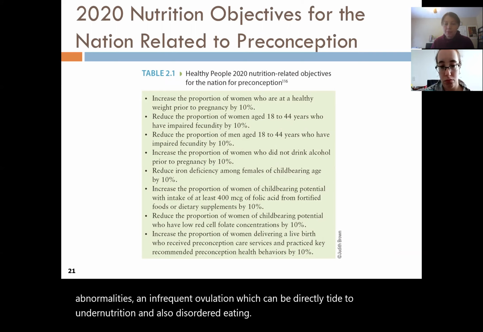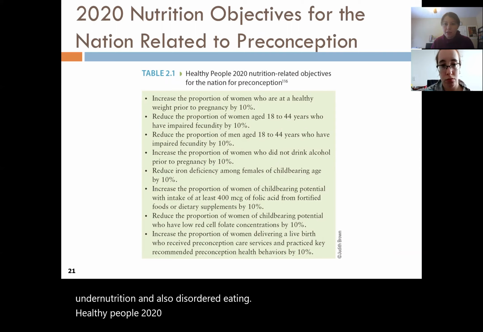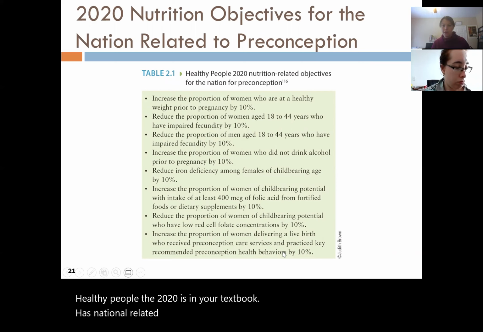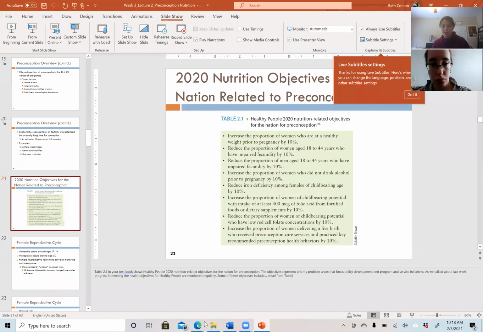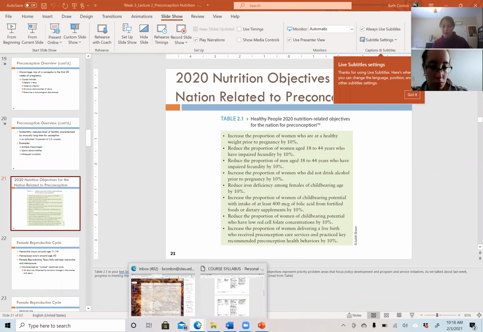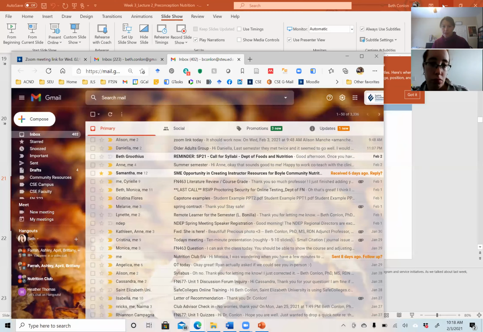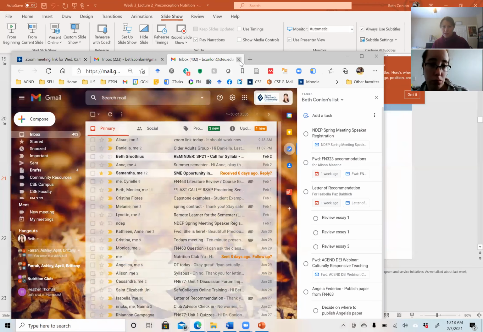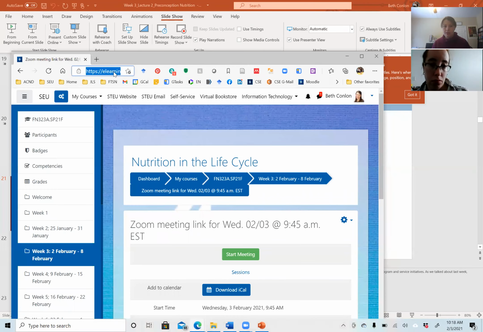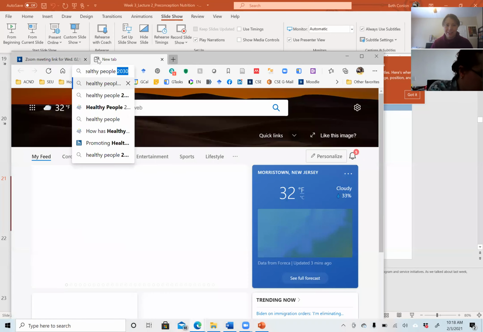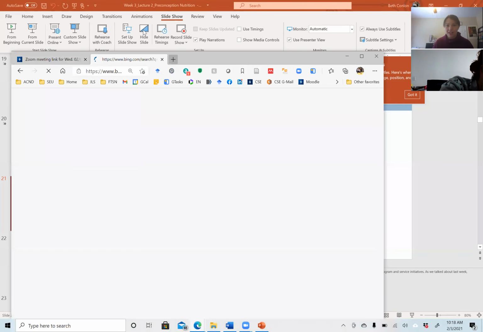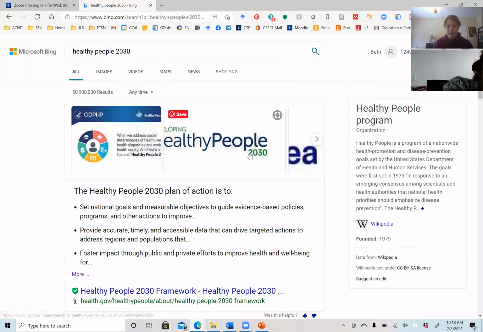Healthy People 2020, which is in your textbook, has national objectives related to preconception. I'm just going to go to the Healthy People website and take a peek to see what they are. We didn't do that during last class, so I thought we could do that.